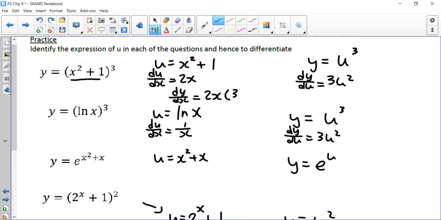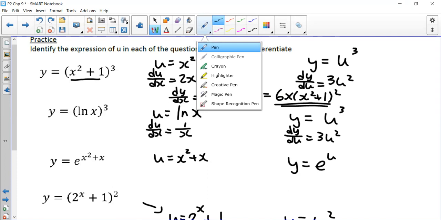2x times 3u squared. But we remember, I don't like u. So what's u? u is x squared plus 1. So I rewrite that as 6x times u squared, 3 times 2 is 6, x, u squared, x squared plus 1 squared. And that's the final answer for question 1.